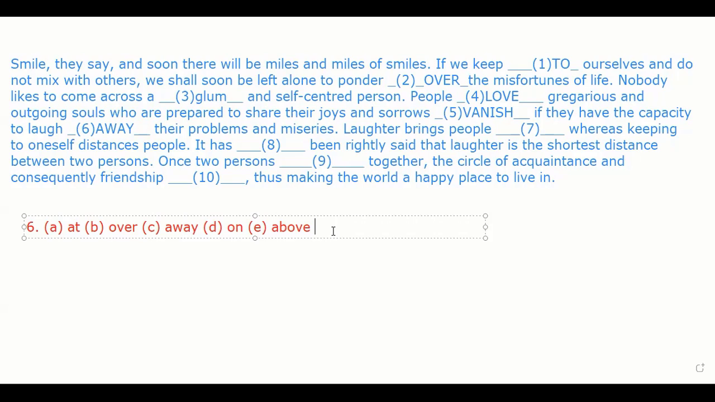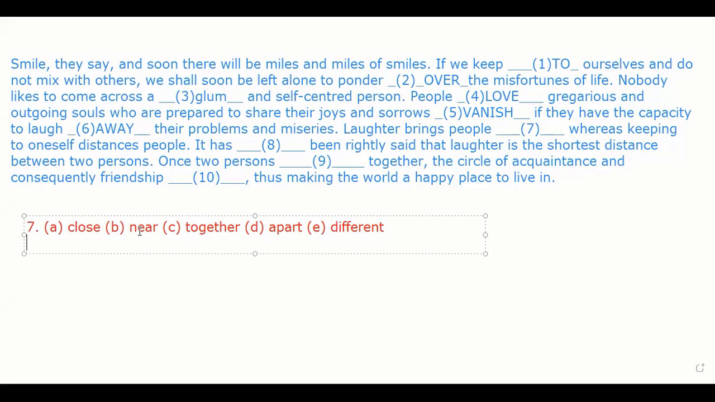Laughter brings people dash dash, whereas keeping to oneself distances people. Tell me, guys, it's a very easy one. Number 7, right? Wait, I have not put the option yet. So the seventh one is this: laughter brings people dash, whereas keeping to oneself distances people.